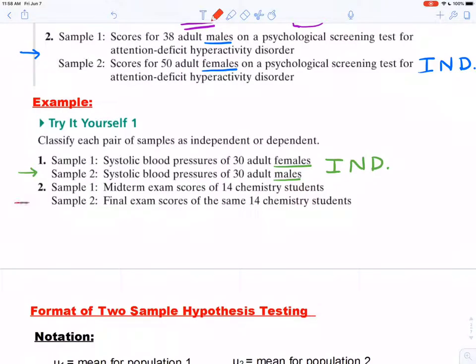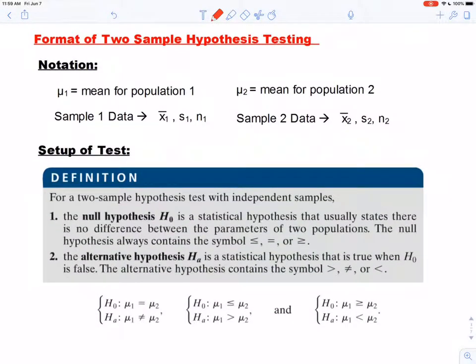Versus our second one, where we look at the midterm exam scores of 14 chemistry students, and then we turn around and look at the final exam scores for the exact same set of students. That means each student will have a pair. They'll have a midterm score and a final exam score, and anytime we have paired data, we have dependent samples, which will use a different hypothesis test. All right, so again, this is the test, we call it the z-test, for independent samples.